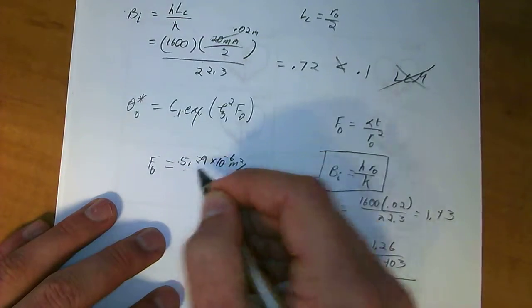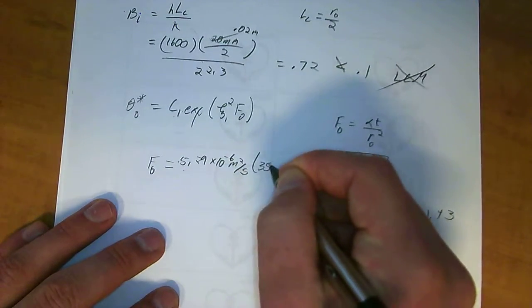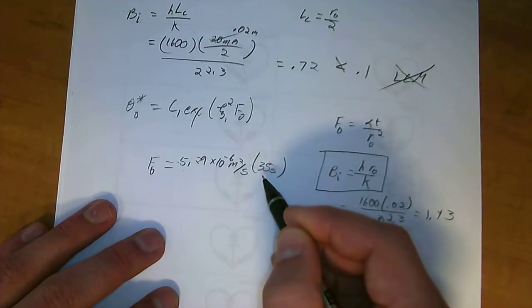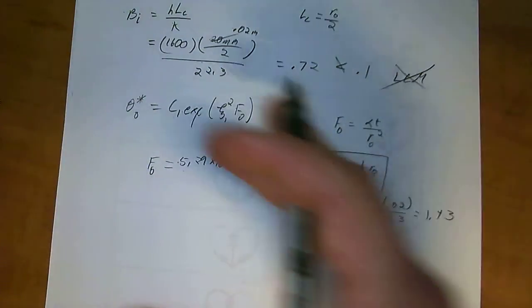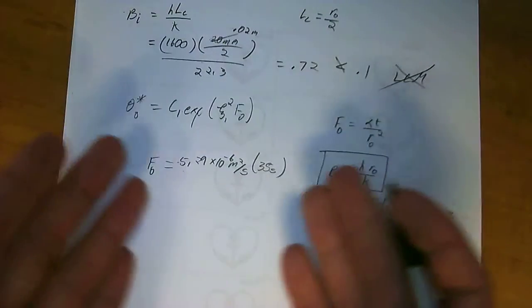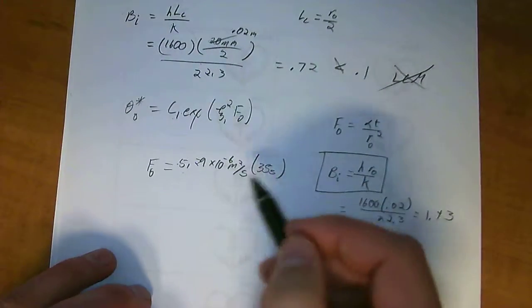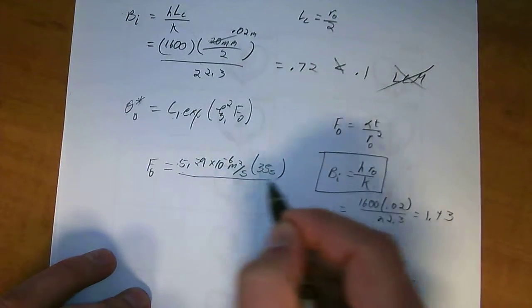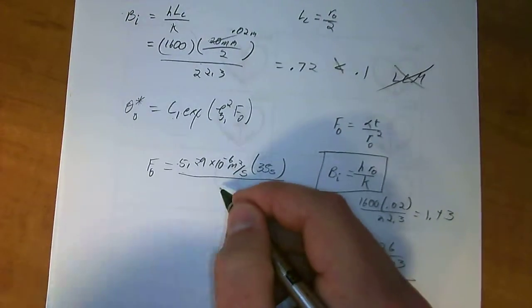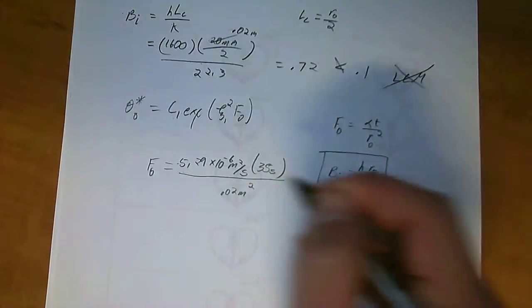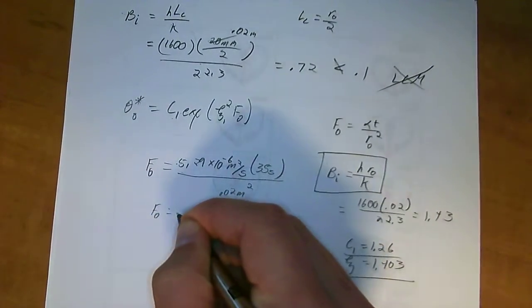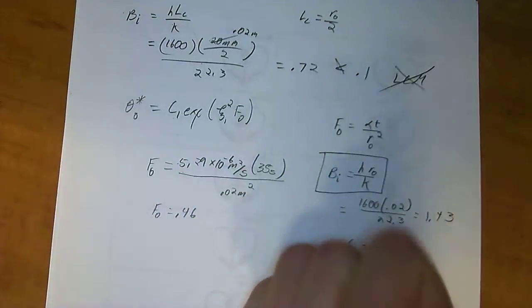All over, or no, times 35 seconds. Now you'll notice we're using 35 seconds. That's because that's the time when everything is kind of shut down. We don't care about everything that happened before then. We care about what's happening at 35 seconds. So that's why you pick that as a time. And then R over R naught is equal to 0.02 meters squared, and Fo is going to be equal to 0.46.